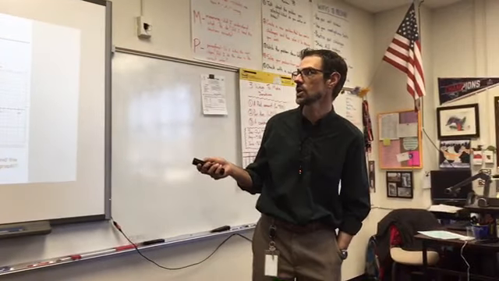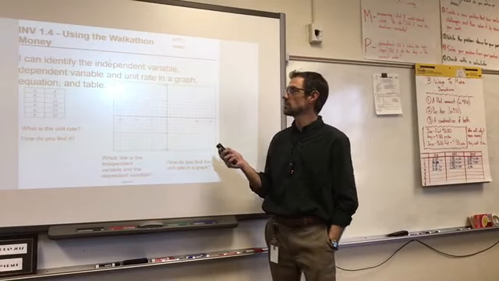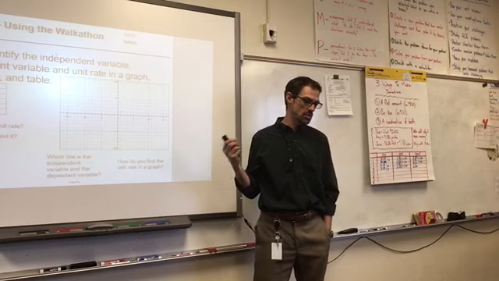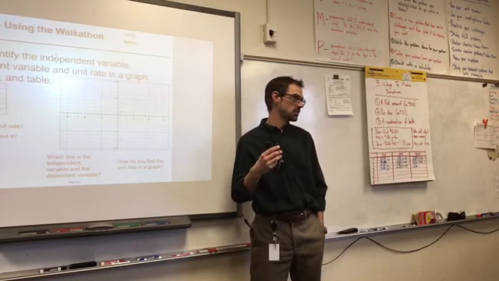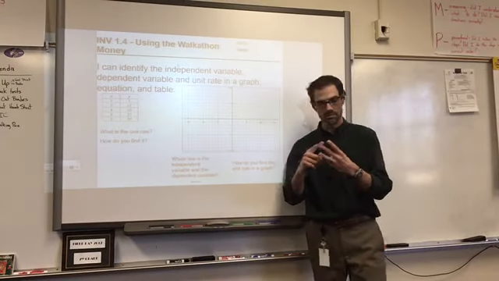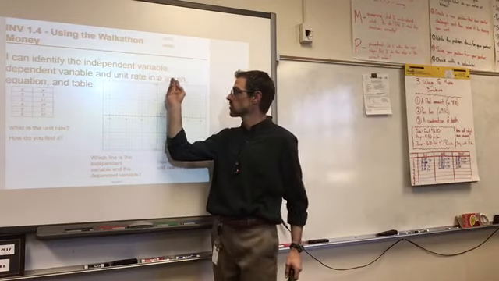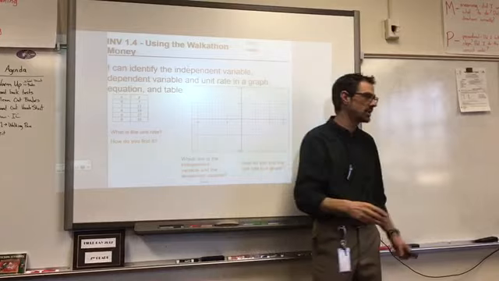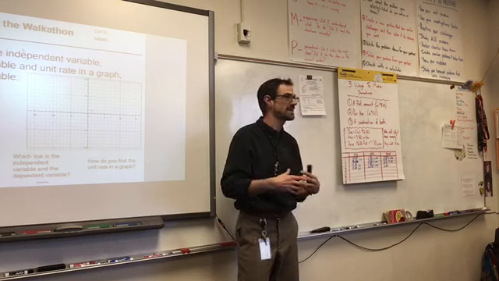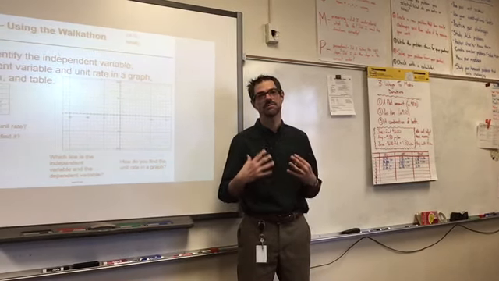Again, today we're working on identifying the independent variable, dependent variable, and unit rate in a graph, equation, and table. So in all three places, you have those three components. You will have an independent variable, a dependent variable, and a unit rate. Basically, what a graph, equation, and a table are doing is showing you the same information in a different way. It's a different presentation of the same kind of information.